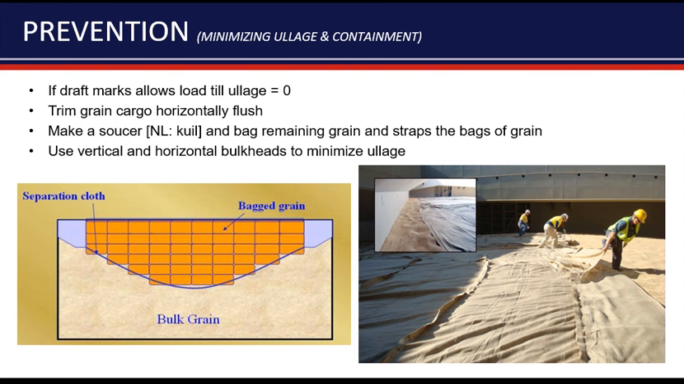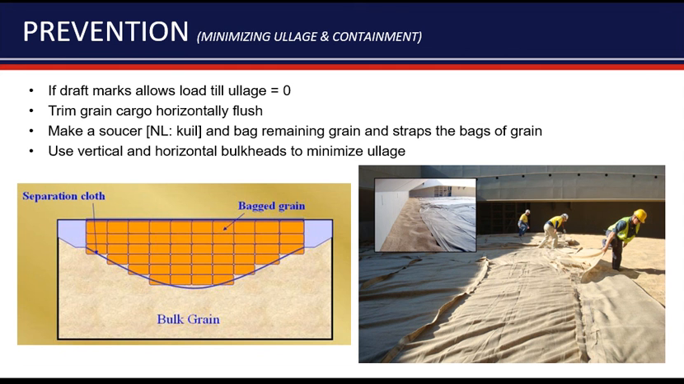We can prevent this by minimizing the movement of grain inside of the cargo hold. If the draft mark allows, we can load till 0 ullage. So we fill up the cargo hold till the top of the hatch coaming, and then close, and then we have basically 0 ullage. It's not always possible because you cannot start your sea voyage with less than the minimum freeboard according to the rules. That's not allowed. Another option is that we trim the grain cargo horizontally flush.